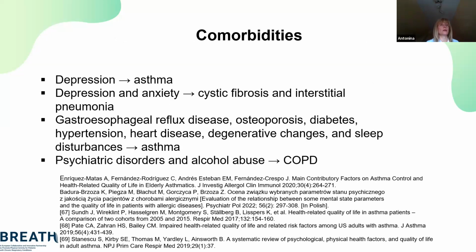The next determinants are comorbidities. The quality of life with chronic respiratory disease is affected by comorbidities. One disease that significantly reduces patients' quality of life is depression. The presence of depressive symptoms coexisted with poorer quality of life in patients with asthma. The presence of depression and anxiety was negatively associated with quality of life in patients with cystic fibrosis and interstitial pneumonia.